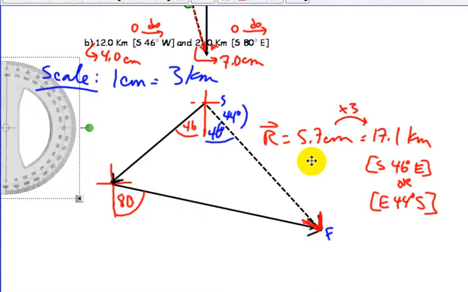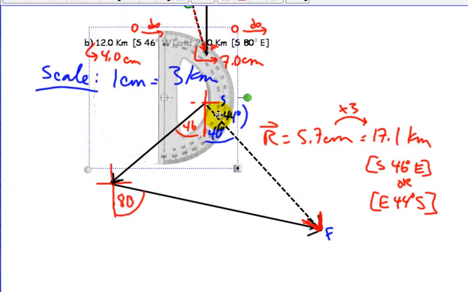So measure it out. I measured mine to be around 5.7 centimeters. So if you got somewhere close to that, it's okay. If you're off by a little bit, that's fine. These are scale diagrams, and human error comes into play. So of course, 1 centimeter equals 3, therefore 5.7 equals 17.1, because it's 3 times bigger.